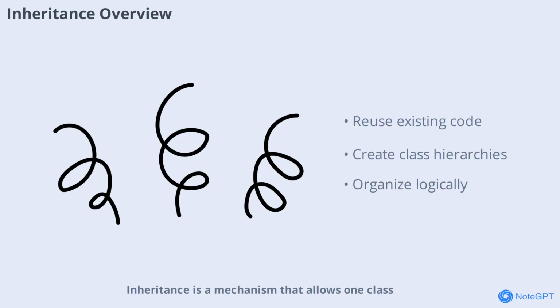Inheritance is a mechanism that allows one class to inherit properties and behaviors from another class. This promotes code reuse and makes it easier to create new classes based on existing ones. For example, a car class might inherit from a more general vehicle class, automatically gaining its attributes and methods. Inheritance helps organize code in a hierarchical way, making it more logical and maintainable.